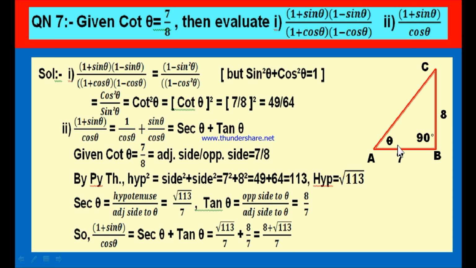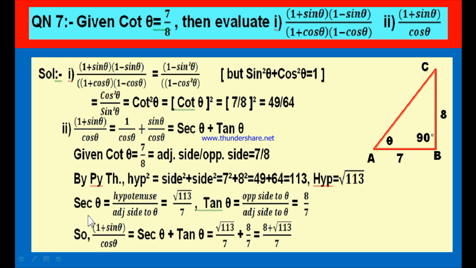Then let us apply the Pythagoras theorem. Let us find the value of the hypotenuse. What does the Pythagoras theorem state? Hypotenuse square is equal to side square plus side square. That is 7 square plus 8 square. 7 square, 7 7s are 49, plus 8 8s are 64. What is 49 plus 64? 113. Hypotenuse square is equal to 113, then the hypotenuse is equal to root over 113. Now let us find the secant theta value and the tan theta value, and then we will add these two in order to get the value of the second bit.